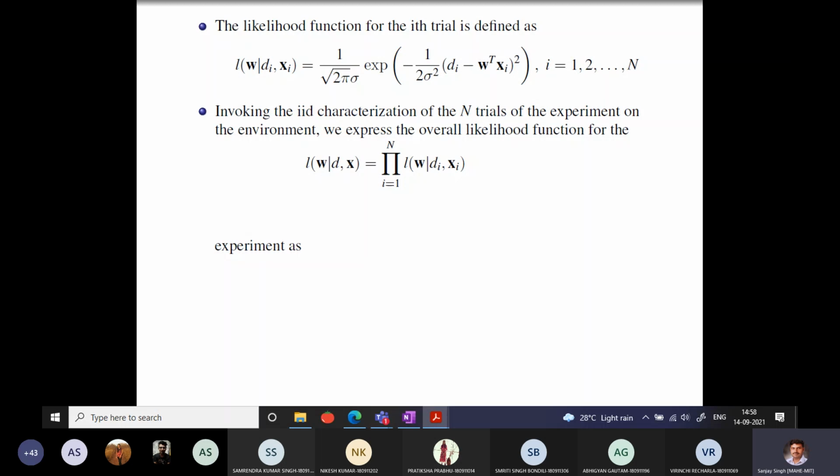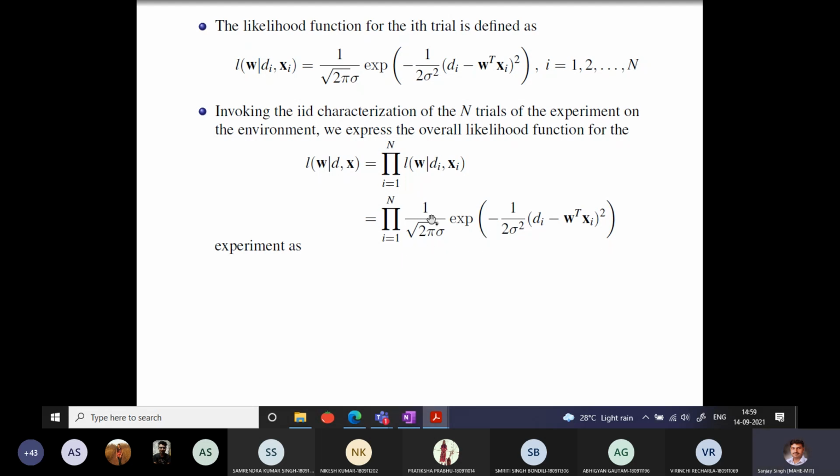And now we are invoking the IID characterization of the n trials. The first assumption we made is that the random variables are statistically independent and identically distributed. Whenever it is IID, whatever likelihood functions are there for many samples, you simply multiply them. You know that capital pi is nothing but an indication of multiplication. So when I multiply, we write something like this. For one particular instance it is written, so we'll write it across like this. We substitute the value of the likelihood from this equation over here: 1 by root 2 pi sigma, this entire part.